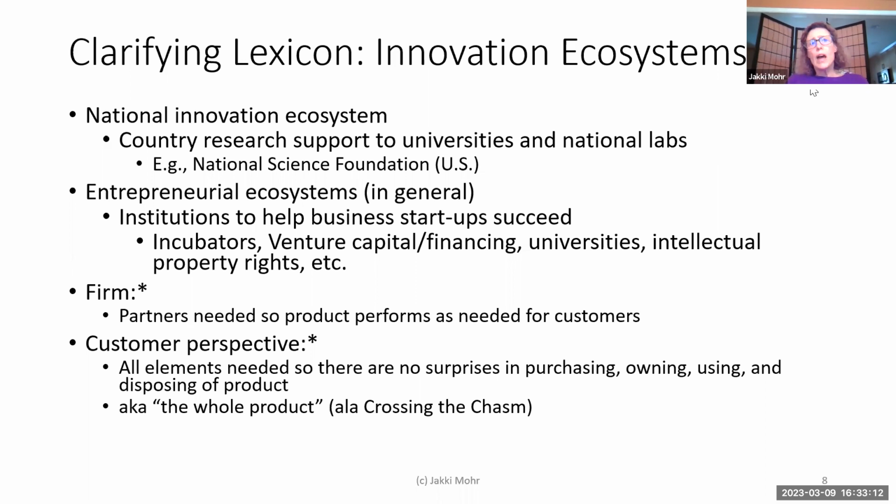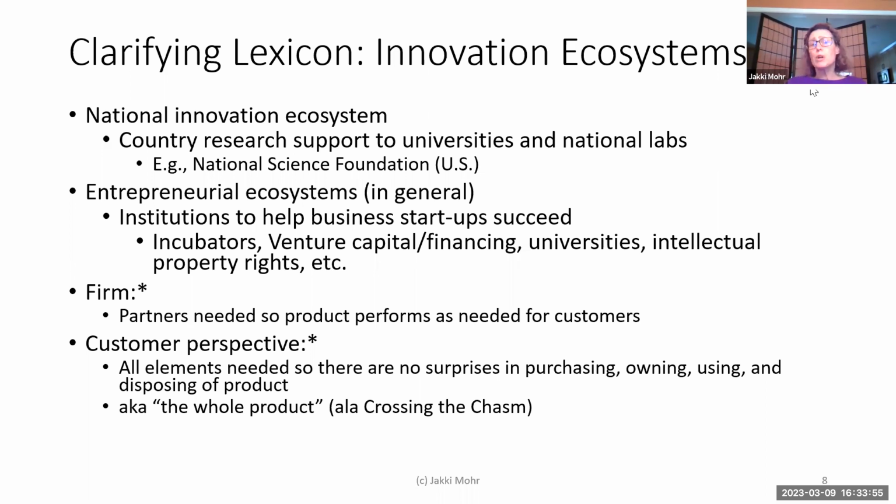In addition, we know that different ecosystems are required to support entrepreneurship and innovation in different communities. So for example, if we have something that's called the Montana Technology Enterprise Center, that would be an institution that's designed to help businesses succeed at the startup phase. This would include things like incubators, providing venture capital financing, universities to help with R&D and commercialization, attorneys to help file intellectual property rights, and all of the elements that an entrepreneur would need to get their business off the ground. That is also called an innovation ecosystem.